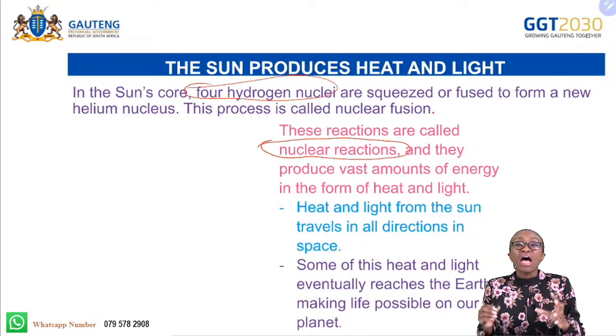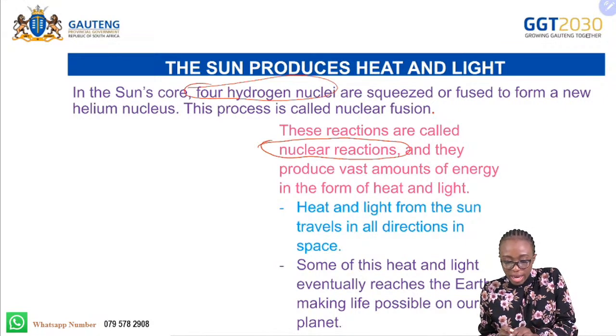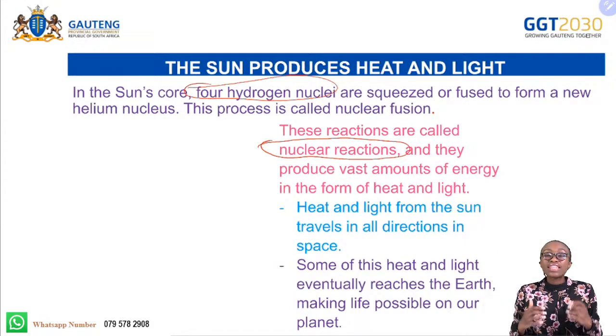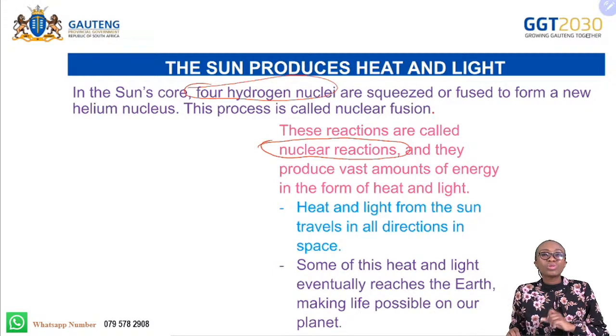They produce vast amounts of energy in the form of heat and light. So that's how the sun produces heat and light energy, by nuclear reactions that bring together hydrogen nuclei to produce helium. This reaction produces a lot of energy in the form of light and heat.